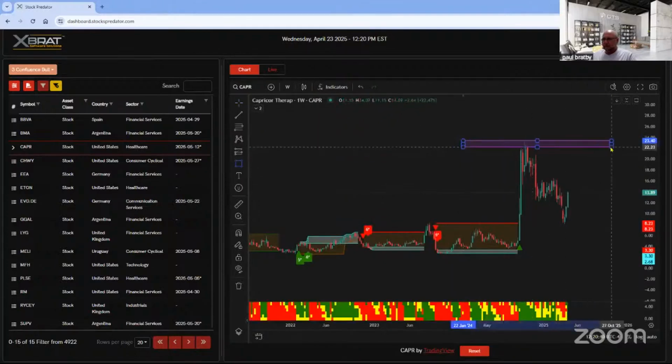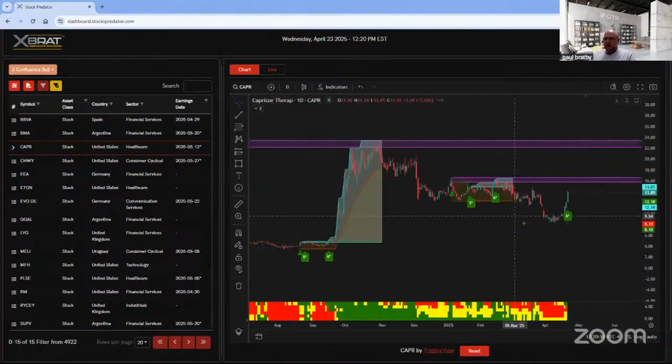This is where I want to be. That's major resistance. However, I've got some clustering here as well, so I need to be cautious. Let's go back to the daily time frame now.